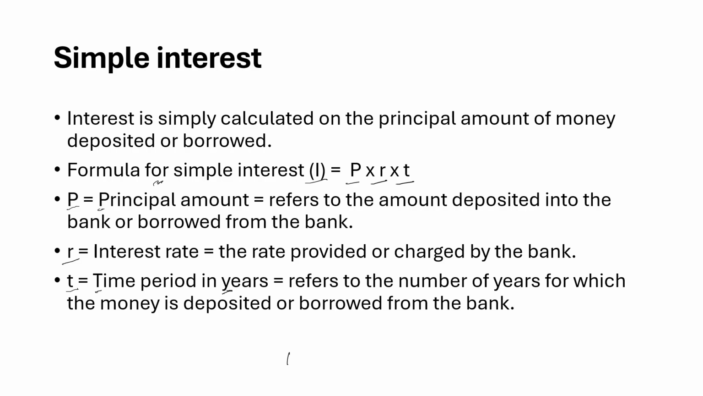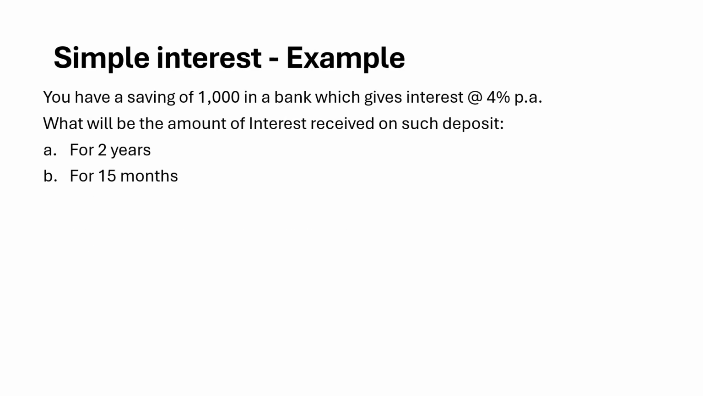So if I deposit money, say 1000, in the bank for 5 years at 3% interest, this 1000 which I deposit is my principal, 3% rate of interest is my R, and I have deposited for 5 years, so those 5 years are my T. Is that clear? Let us move on to the simple calculations.